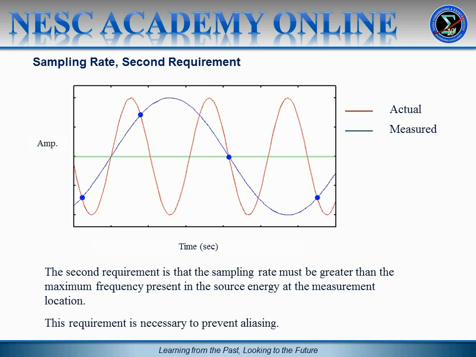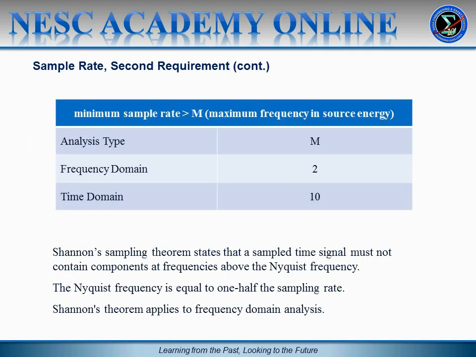So our second requirement is that the sample rate must be greater than the maximum frequency present in the source energy at the measurement location. And this requirement is necessary to prevent the aliasing error. And this requirement is also independent from our previous requirement, which was based on the maximum frequency of interest.